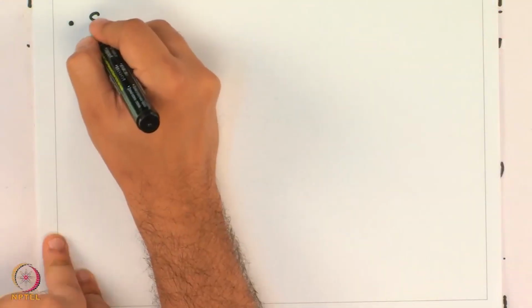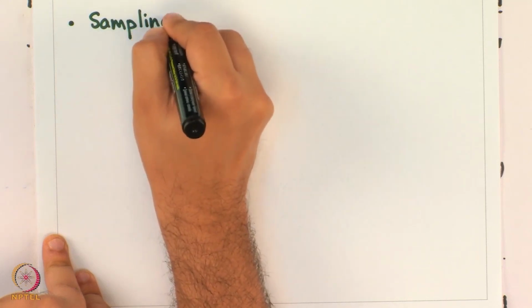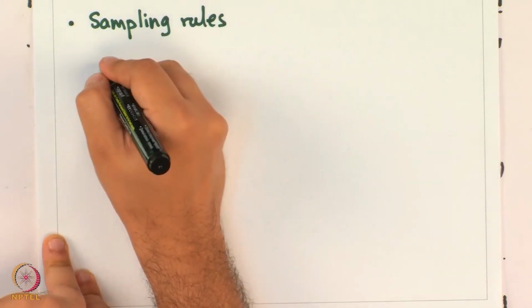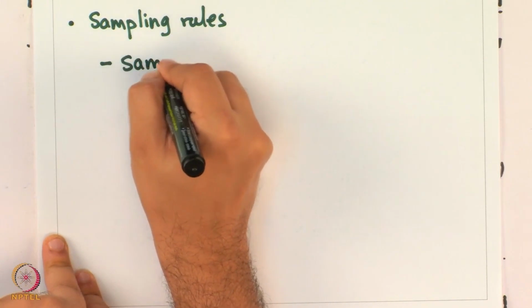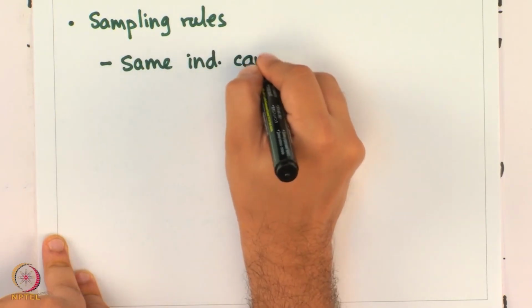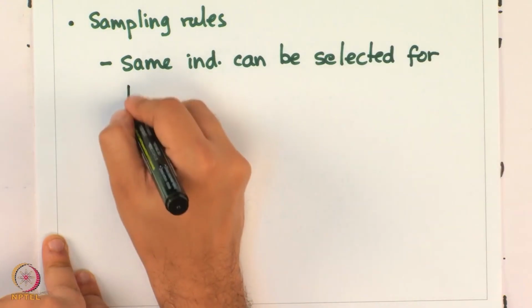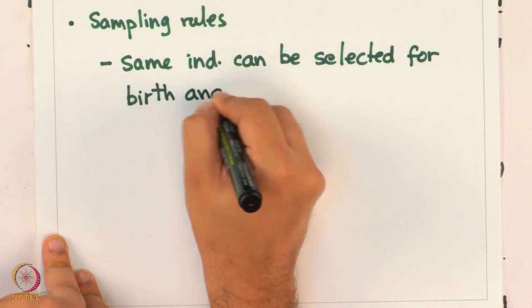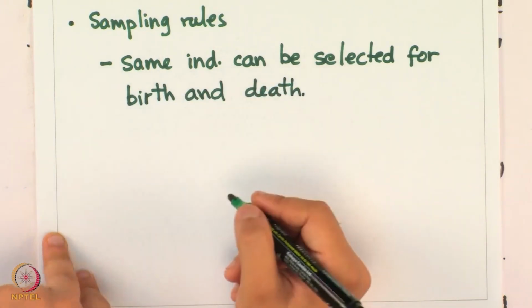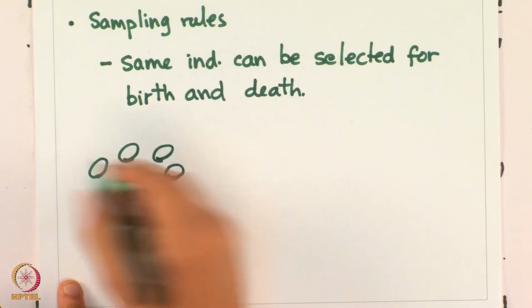Alright, so we have a few more rules that we need to define as we want to describe the dynamics of going from one time to another, and those rules are what we will call the sampling rules. And the rule is that the same individual can be selected for birth and death. That's the first rule.